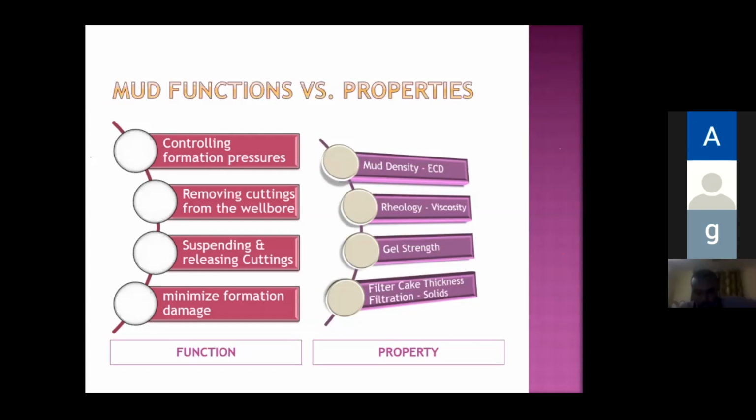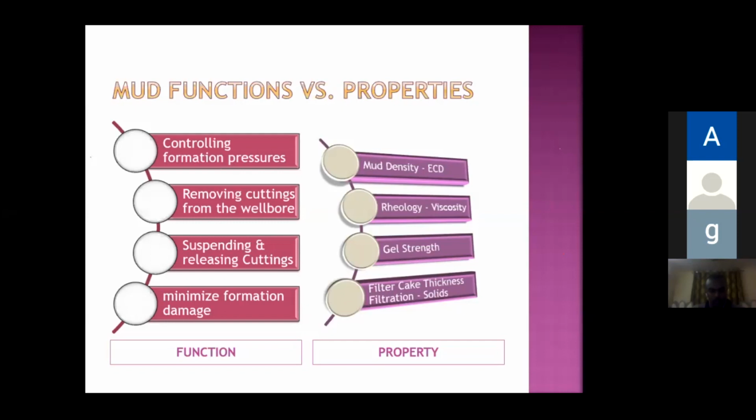Minimize formation damage. We are talking about the filter cake thickness, the filtrate, and also solids, because formation damage happens if drill solids go into the permeable formation and close the pores, or if we have too much filtration, that means too much filtrate going inside the formation. We minimize formation damage by making proper filtration, a good filter cake with less thickness. And also we don't want too much solids in the mud. We need the lowest value of solids.